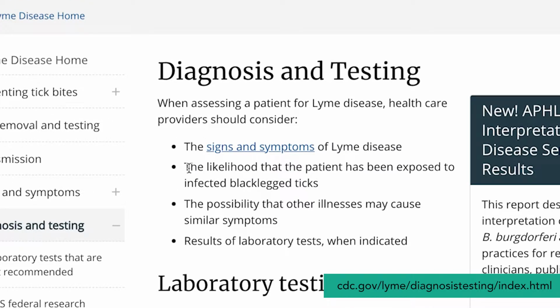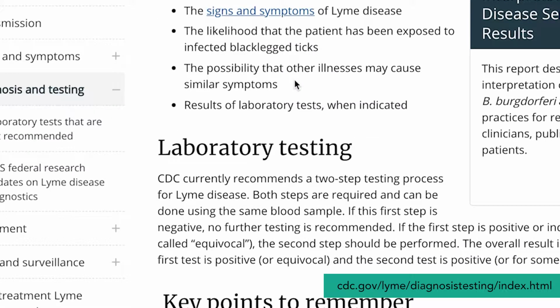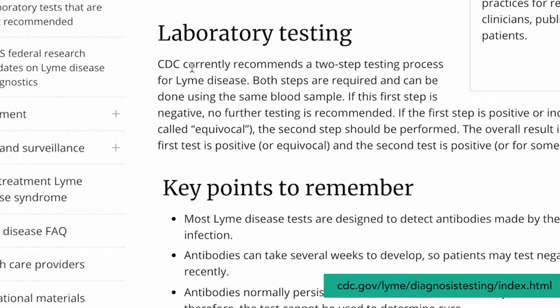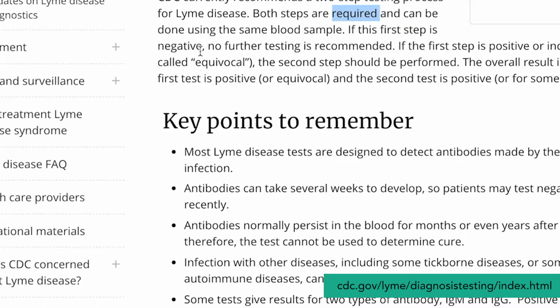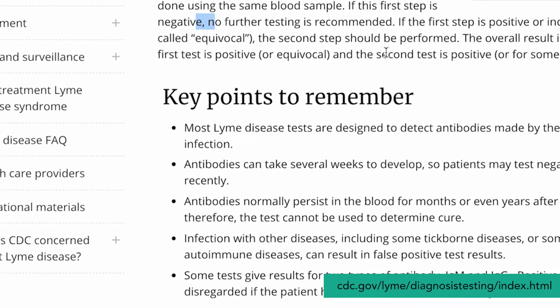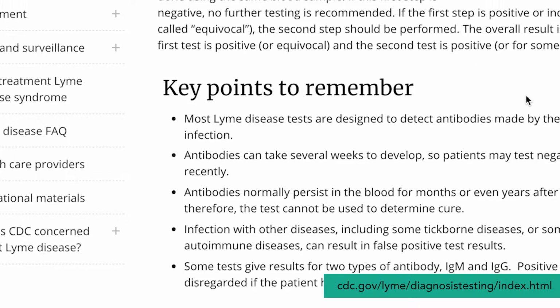You also want to take into account the likelihood that the patient has been exposed to infected ticks, and the possibility that other illnesses may cause similar symptoms, such as fibromyalgia and certain sleep disorders. When it comes to lab testing, it says that the CDC currently recommends a two-step testing process. Both steps are required, and if the first step is negative, no further testing is recommended. If the first step is positive, then the second step should be performed, and the overall result is positive only when the first test is positive and the second test is positive.